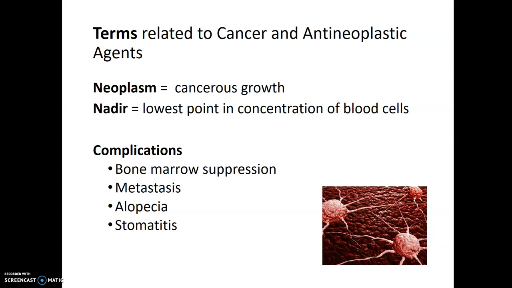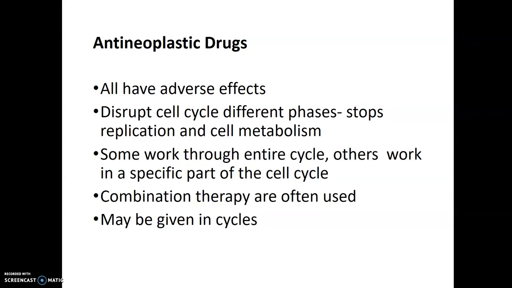Metastasis occurs when cells leave that cancer and spread by blood, lymph, or direct extension to another area of the body. This movement results in the same kind of cancer being found in a different location of the body. Other side effects of chemotherapy that we will talk about in a few minutes include alopecia, or hair loss, and stomatitis, or GI tract and mouth sores.